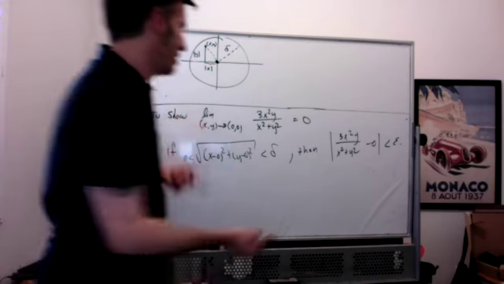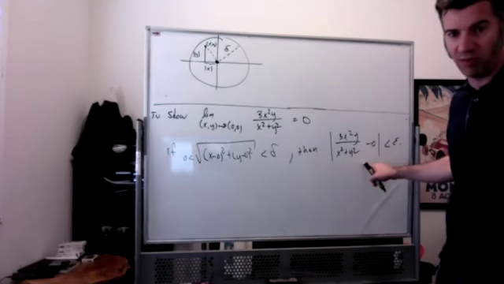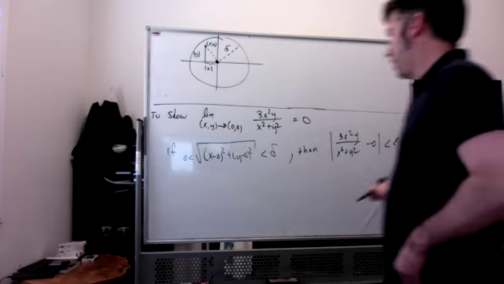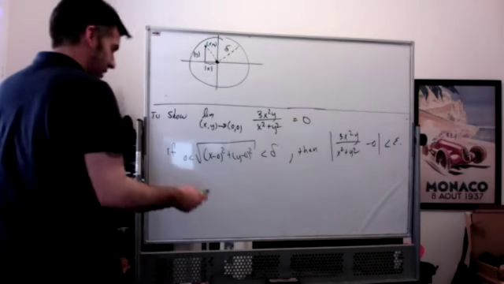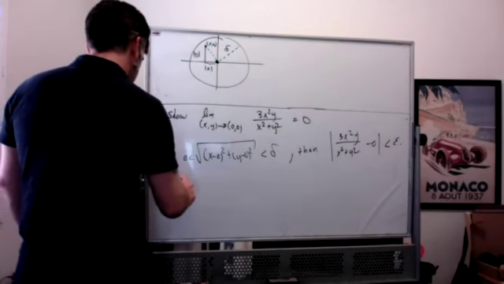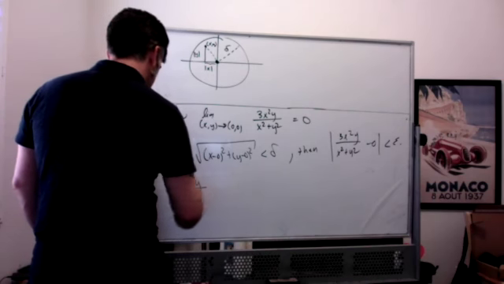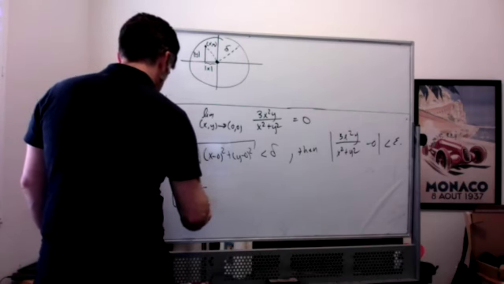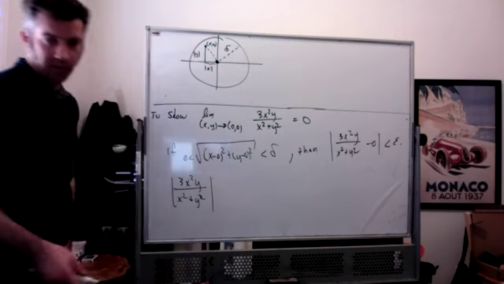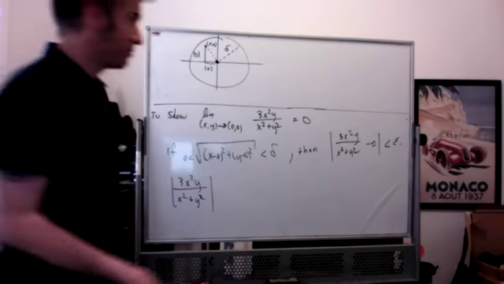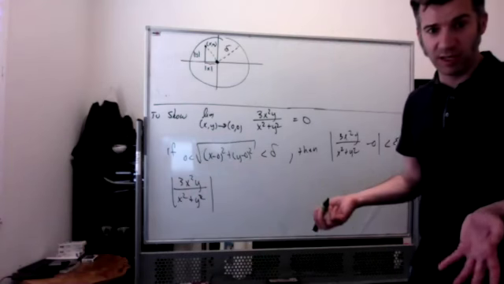So what we want is this. Basically we start with what we want and we work backwards. Now here's the key observation of this particular problem. I've got 3x squared y over x squared plus y squared in absolute value. And here's what you want to notice. This isn't something that's hard to believe once you see it.